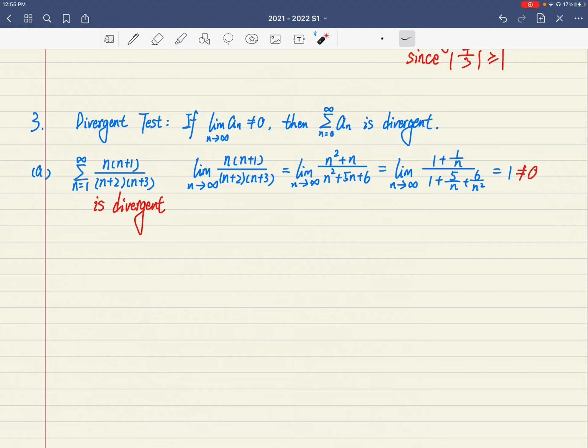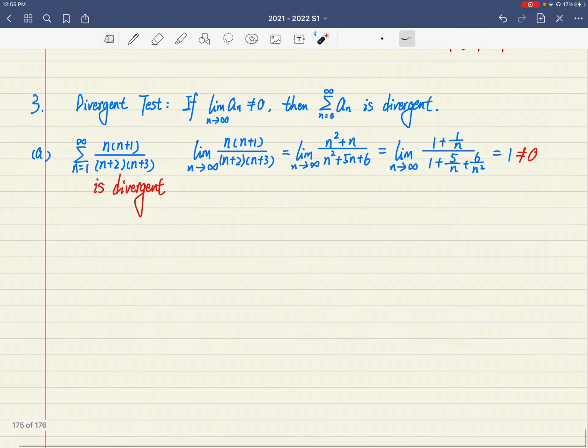And one question: is the sequence convergent? Yes, because you get its limit, which is 1, a constant number. So the sequence is convergent. But because the sequence limit is not 0, the series must be divergent.